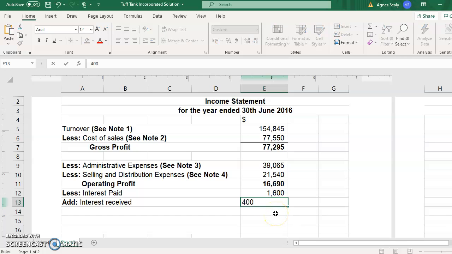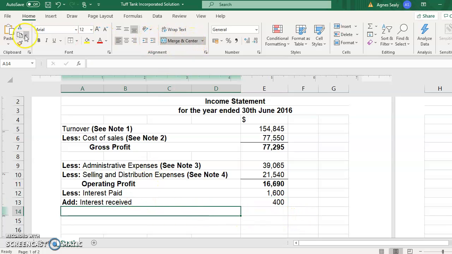So let's see what our profit is before taxation.